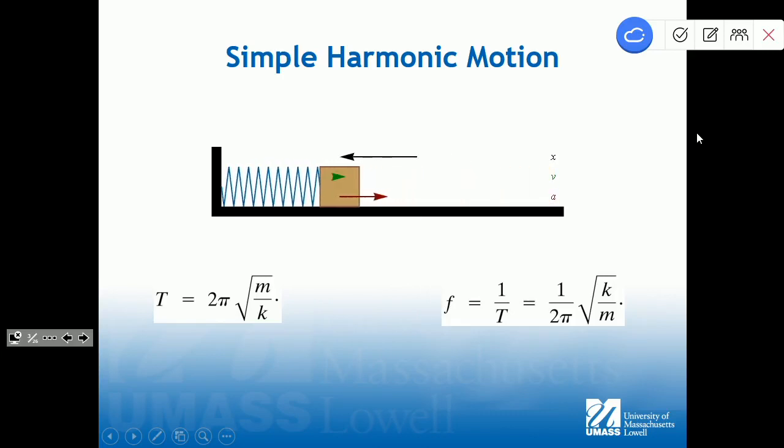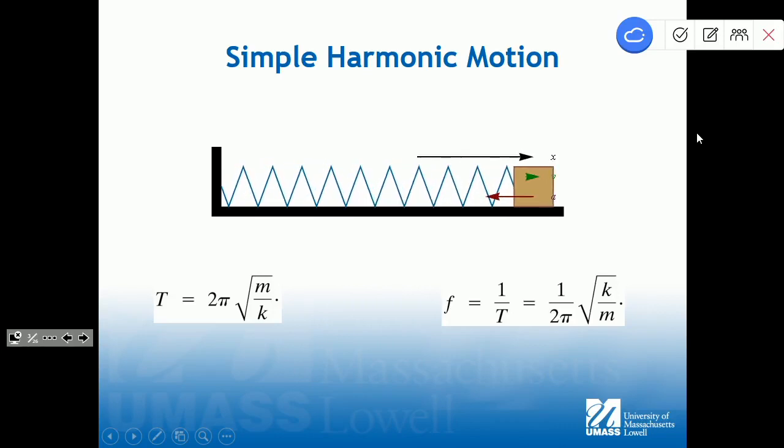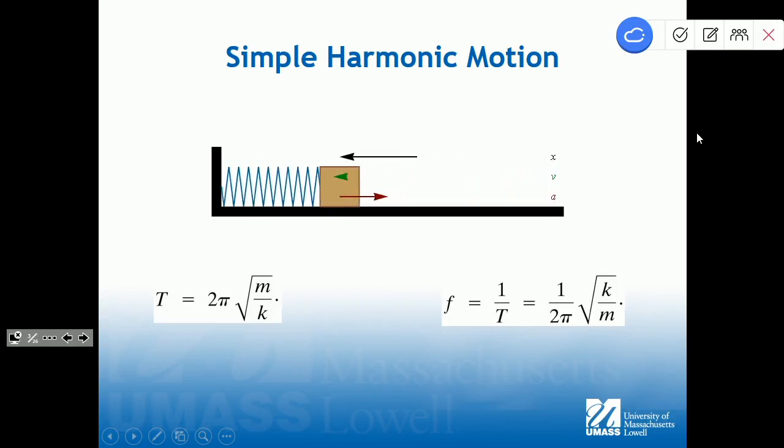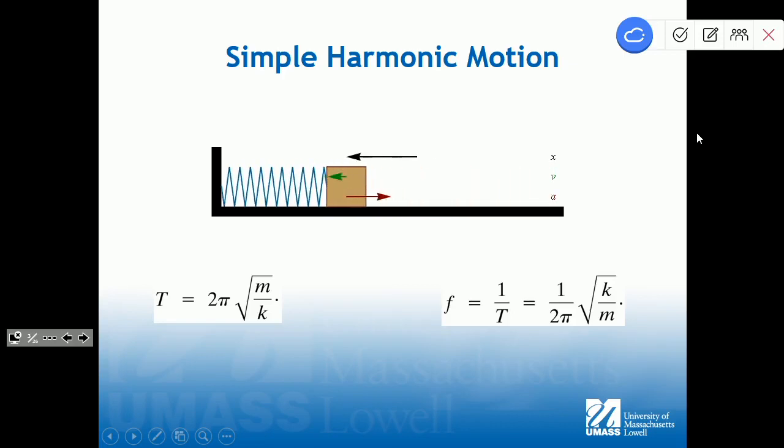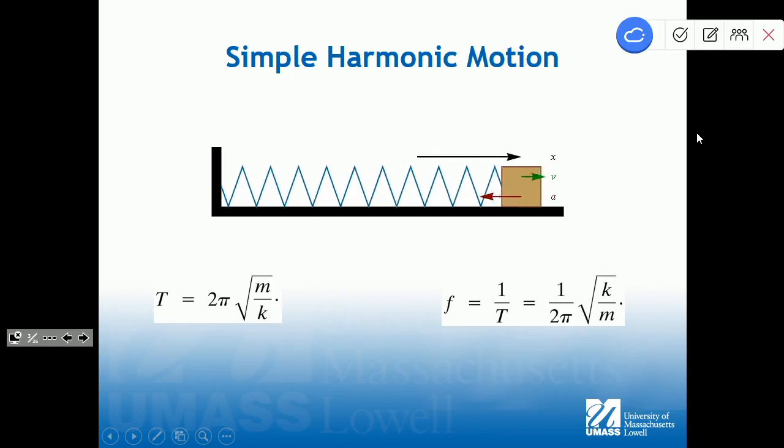And this thing, because it's moving and there's no force on it at equilibrium, will always overshoot equilibrium, right? So it will go to the other end and come back, right? And this process keeps going on, right?